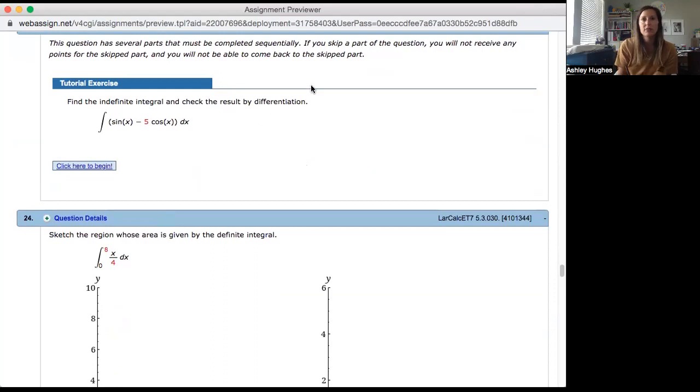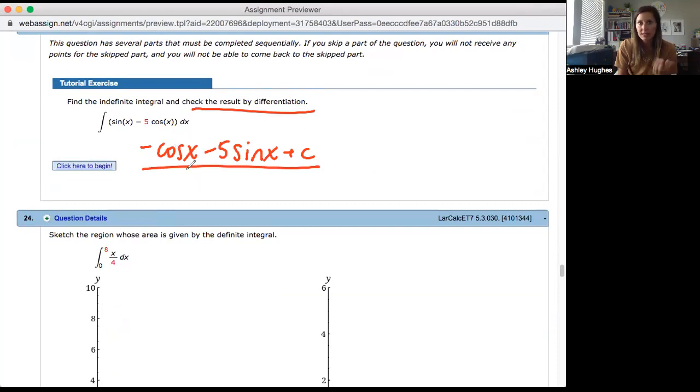The antiderivative of sine is negative cosine. The antiderivative of cosine is sine. It says check by differentiation. That means just take the derivative of this in your mind and see if you would get this. So if I take the derivative of negative cosine, I get sine. Derivative of negative 5 sine would be negative 5 cosine.